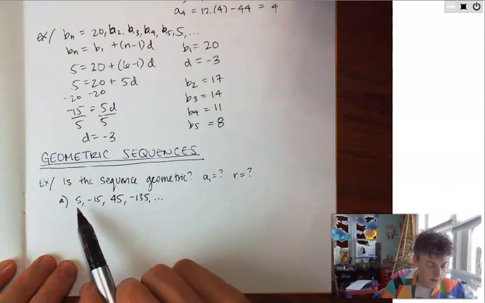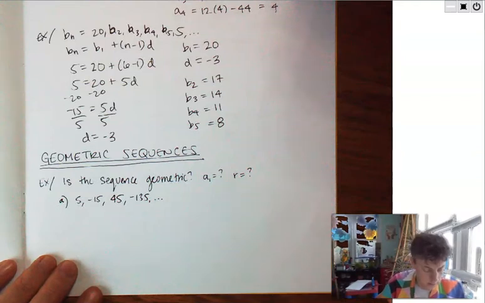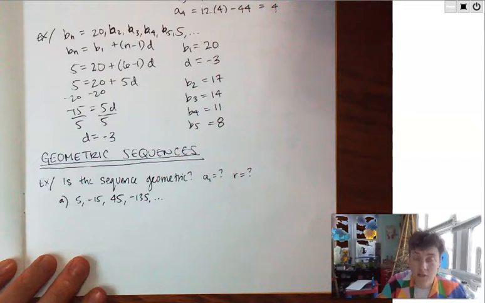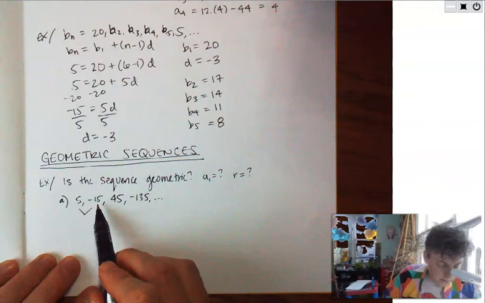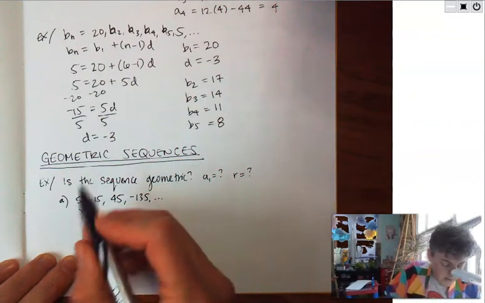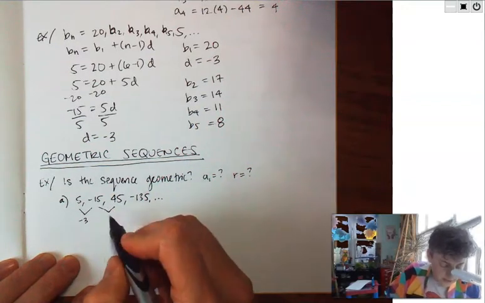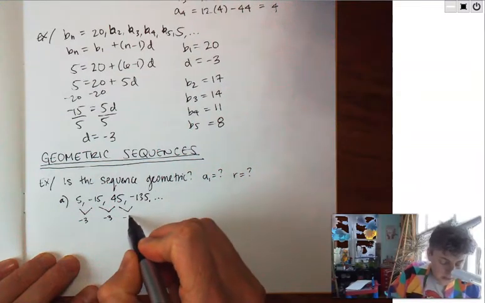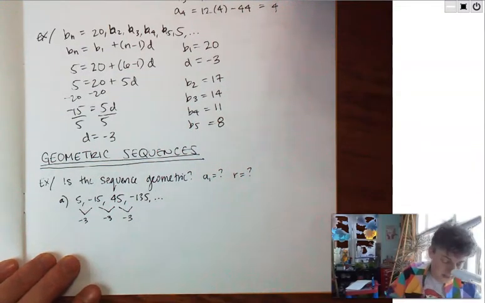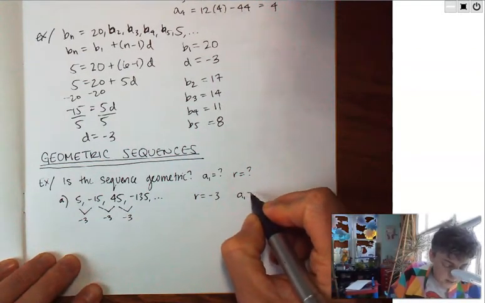Sequence: 5, -15, 45, -135. Is the sequence geometric? Well, what does it need to be geometric? The ratio between consecutive terms has to be the same. Let's say I take the second term divided by the first term. -15 divided by 5 is -3. The ratio between these two, 45 divided by -15, is -3. And -135 divided by 45 is -3. So I'm going to go ahead and say, yes, the ratio is the same. The ratio is -3, and a1 is the first term, which is 5.